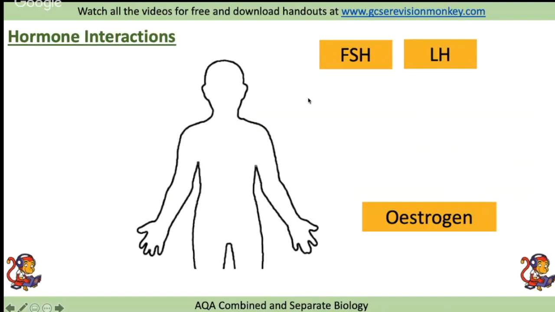Hormone interactions, again, higher tier only. So the hormones we said at the top were FSH and LH, and at the bottom we had estrogen and progesterone. Now we're going to talk starting at FSH. FSH is produced in the pituitary gland. It travels in the blood to the ovaries, and what it does is it stimulates the ovaries to start making estrogen, as well as obviously causing the egg to mature. So it stimulates the ovaries to make estrogen.